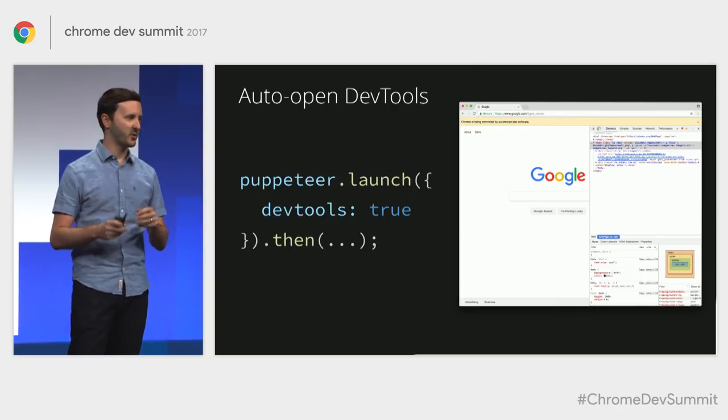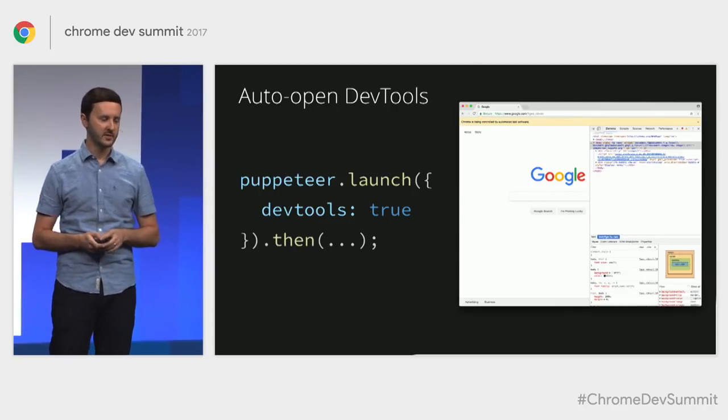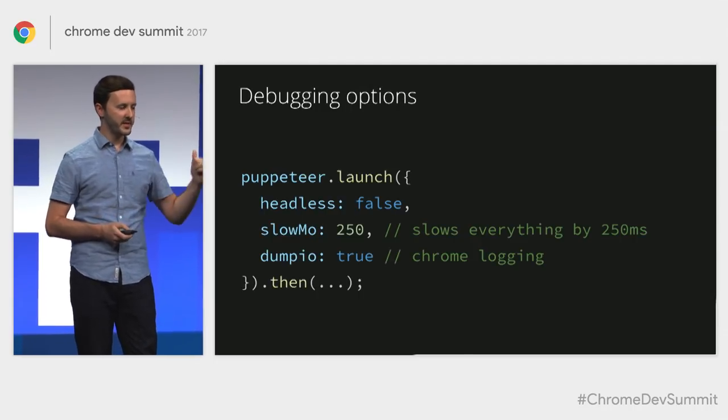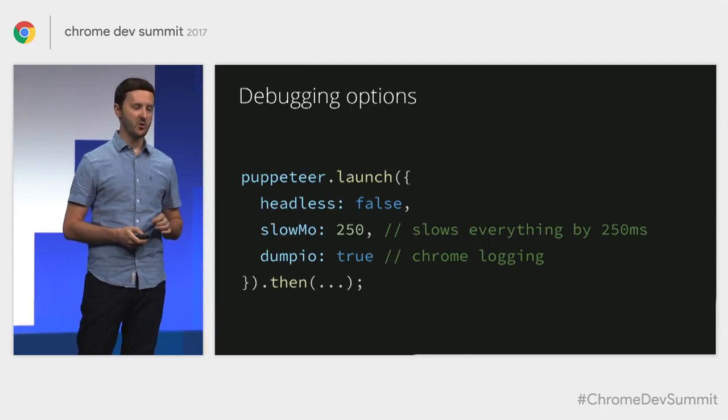So that's kind of useful if you want to poke around in the DevTools as your scripts are running, kind of debug things as they happen. Speaking of debugging, there's two more things, slow-mo and dump IO.